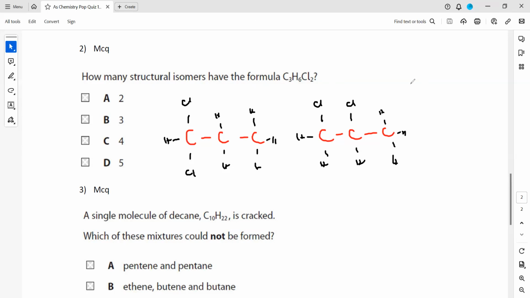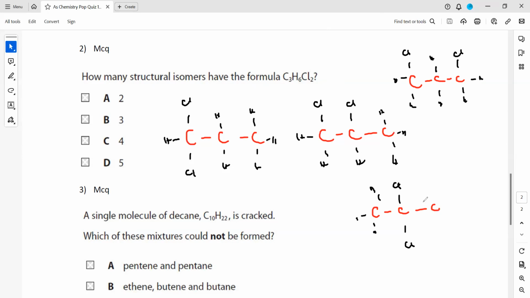To draw the third isomer, again we draw the carbon chain, with chlorine attached to the first and chlorine attached to the last, or you can also say third. So this is the third isomer. Then what about the fourth isomer? If both chlorine atoms are attached to the second carbon, they all have different structures. Now there is no other possibility, because if I try to attach chlorine on the right hand side, that will be the first carbon. So these are the 4 possible structures for C3H6Cl2. That's why C will be the right answer.